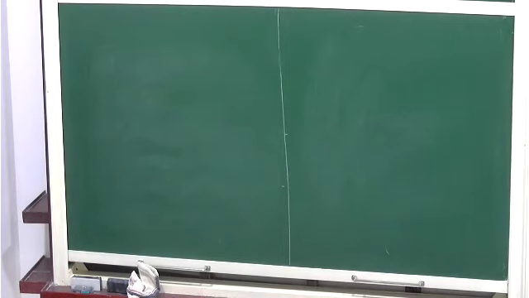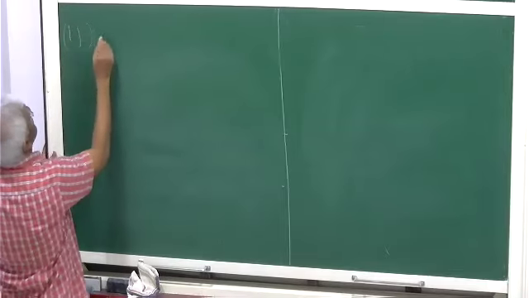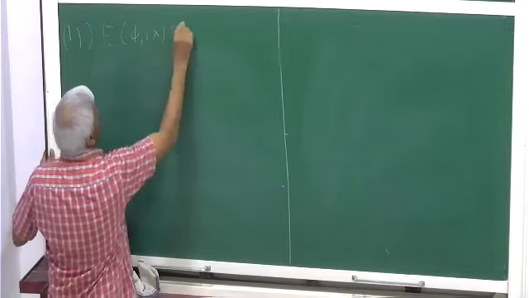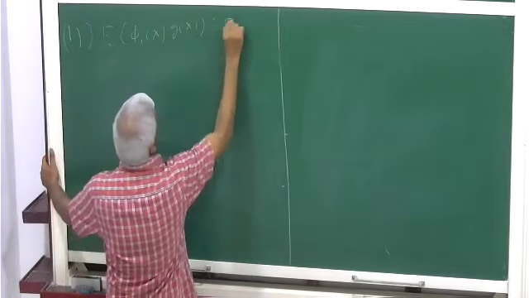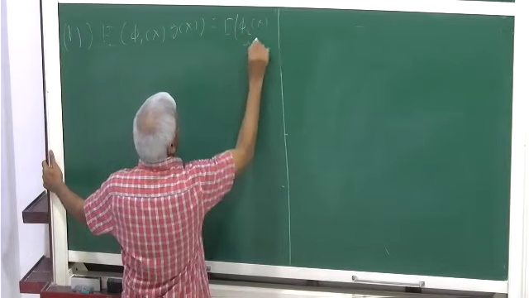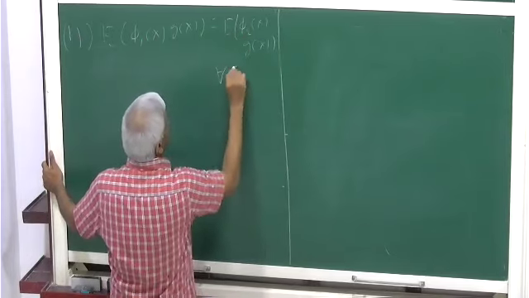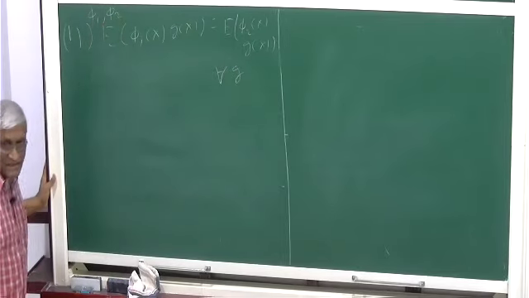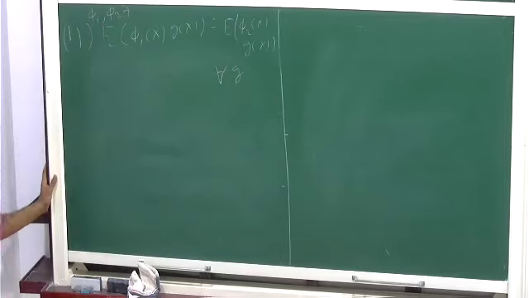Now the second one, let me write it here again. Suppose E of phi1 of x times g of x equals E of phi2 of x times g of x. This is nothing about conditional expectation, this is just about expectation, about g of x, and this is for all g. So phi1, phi2 are two given functions such that this happens. Then we want to show phi1 equals phi2.